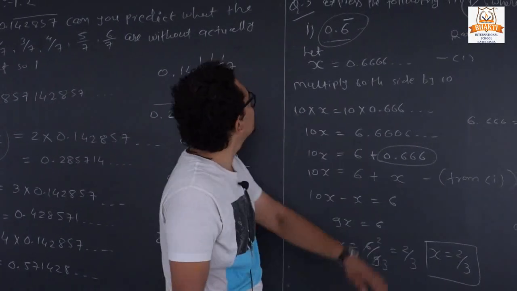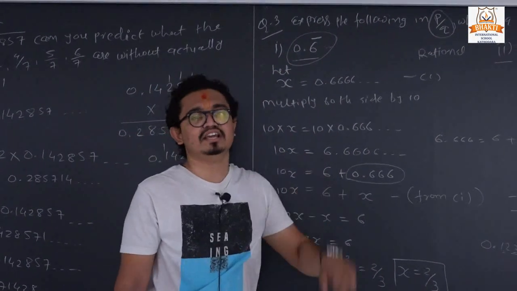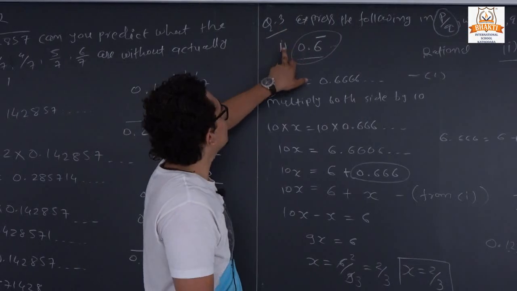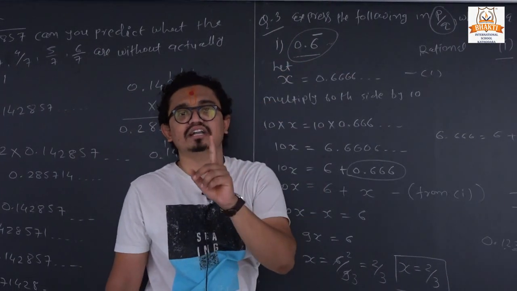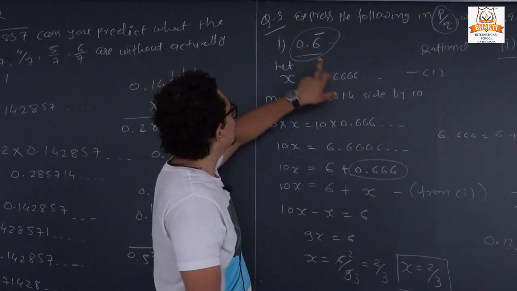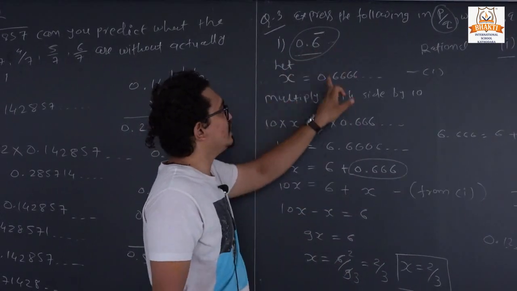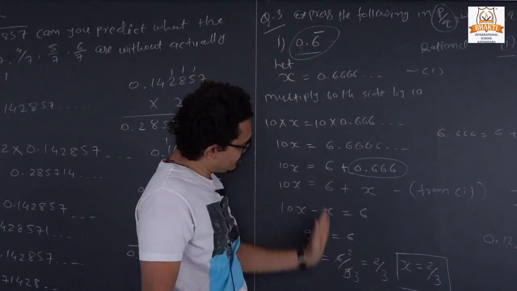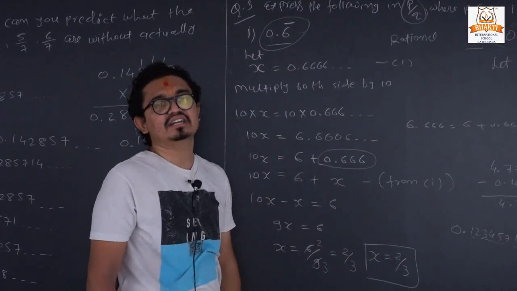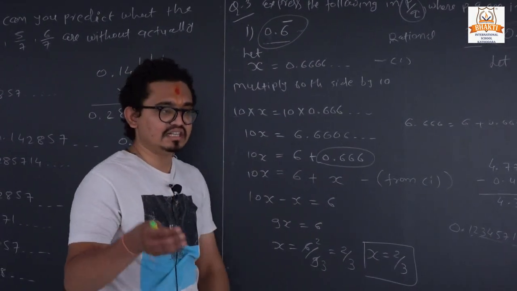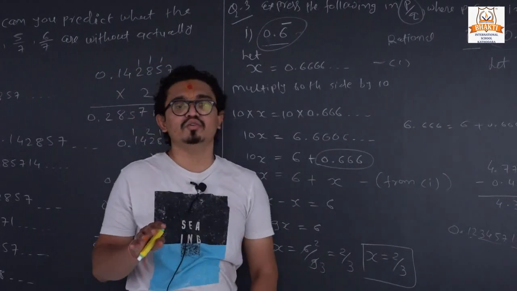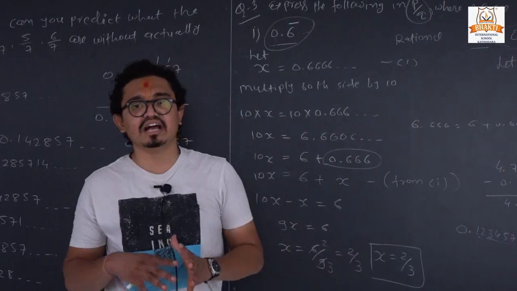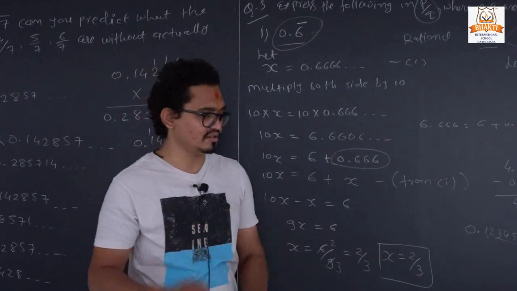And second thing, question number 4 is the same as our question number 3. In that they have given 0.999, so it is the same as 0.9 with a bar. So we will do the same procedure and we can find the answer. So question 3 and question 4 you will do at your home, and if any doubts you can ask me on my WhatsApp number.